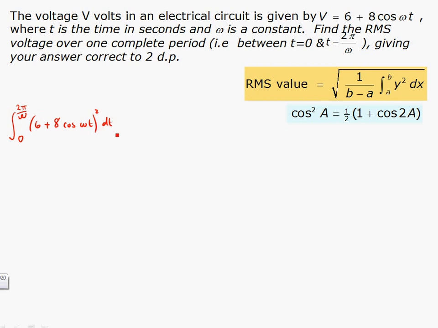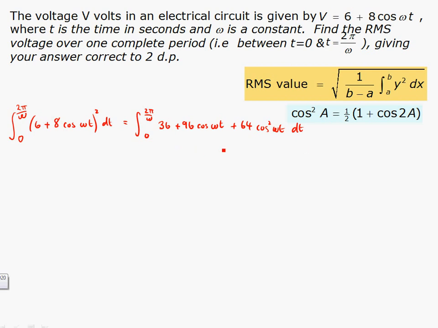Right, so in order to work that out, I need to multiply out the brackets. So that would be the integral between 2 pi over omega and 0 of, multiplying out the brackets, we will get 36, 6 times 8 cos omega t, and we'll get 2 of them, so it'll be 48, plus 96 cos omega t. Okay, and then we're going to get 8 cos omega t squared, so that's plus 64 cos squared omega t dt.